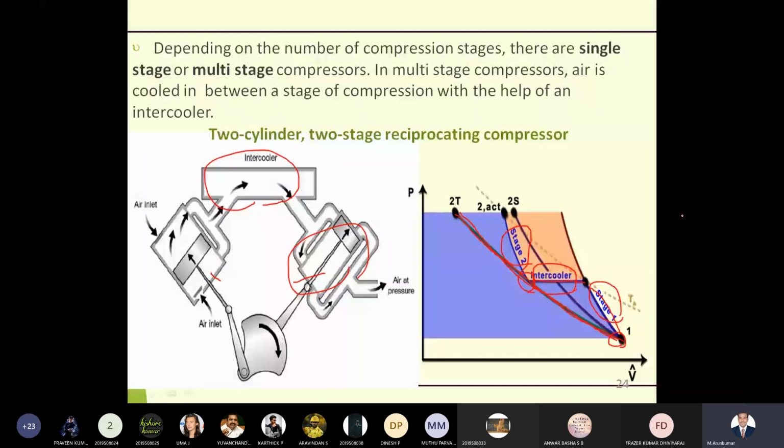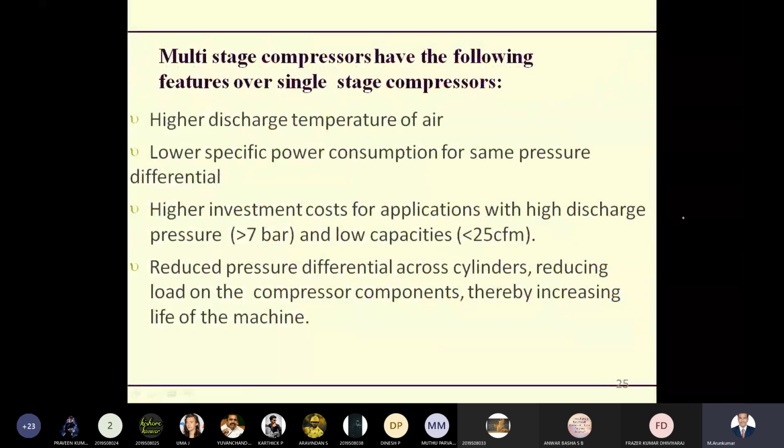The multi-stage compressors have the following features over single-stage compressors. Higher discharge temperatures of air, lower specific power consumption for the same pressure differential, and higher investment cost for applications with high discharge pressures, greater than 7 bar, and low capacities, less than 25 CFM, cubic feet per minute. Also we have reduced pressure differential across cylinders, reducing the load on the compressor components, thereby increasing the life of the machine. So these are the advantages of going with multi-stage compressors rather than single-stage compressors.